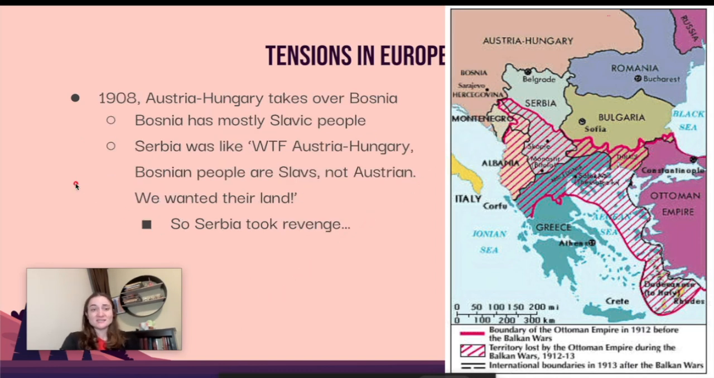So in 1908, Austria-Hungary takes over Bosnia, which is this region right up here. Bosnia is mostly Slavic people. Serbia is like, what the heck, Austria-Hungary? Bosnians are Slavs. They're not Austrian. We want our land. So Serbia takes revenge.